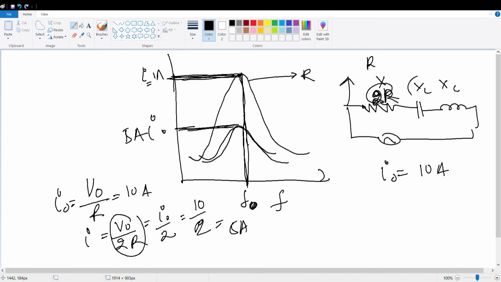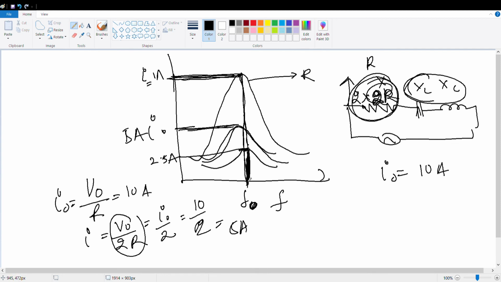Now if you multiply by 2 again, it will become 4 times, so the current will become 1/4 time. So this will be 2.5 ampere. Is it clear to all of you? But only at this point, F naught. Why? Because I am not changing the values of inductance and the capacitance. I am only modifying the R.